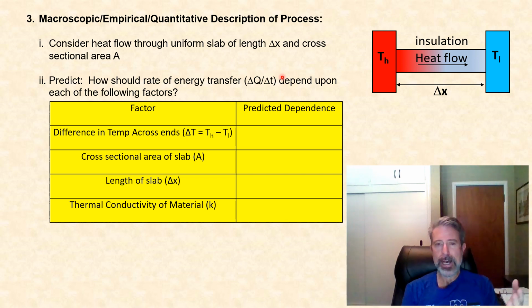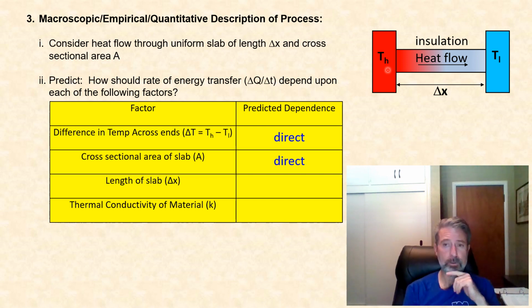Hopefully you would agree that there should be a direct relationship, that the bigger the temperature gradient, the more energy will get transferred per unit time. So that would be a direct relationship. In terms of the cross-sectional area of the slab, we could say the same thing. I don't really show you that here, but this measure right here is really the two-dimensional cross-sectional area. So as the slab gets thicker, as that cross-sectional area gets bigger, we would expect that more energy can move along it per unit time. There should also be a direct relationship.